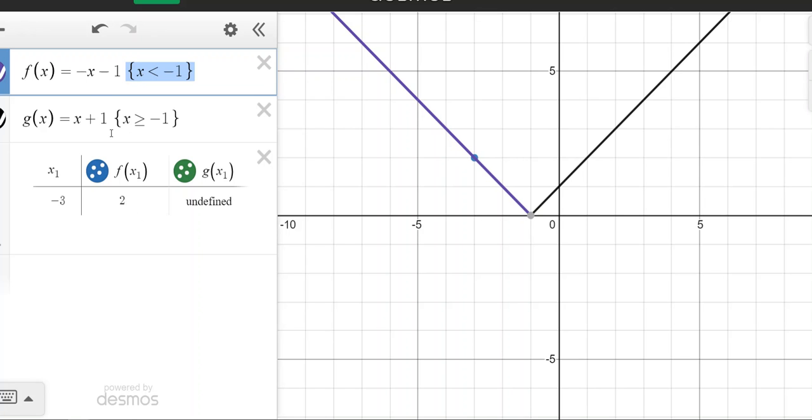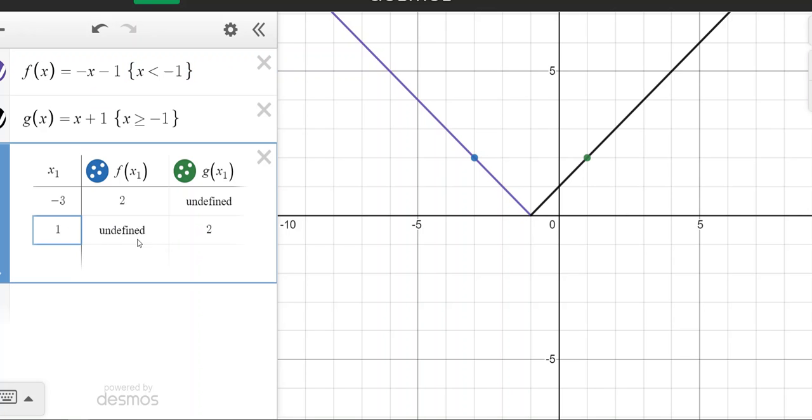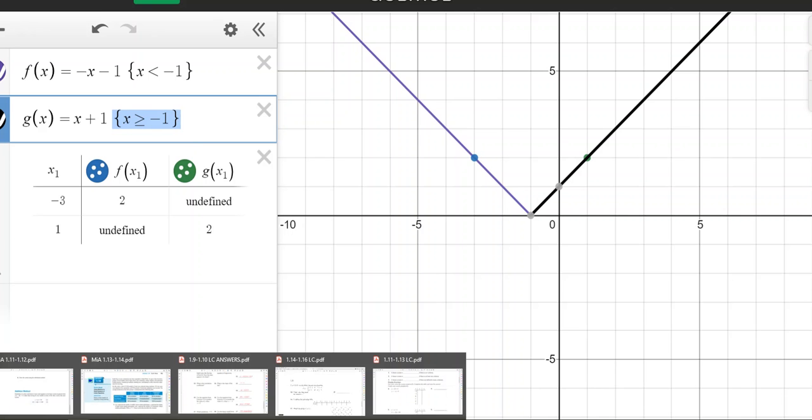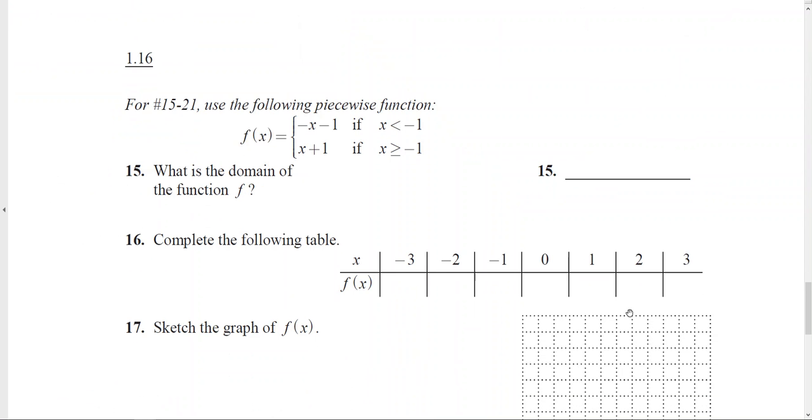So you'll get numbers out of the top half for values that satisfy the top half. You'll get numbers out of the bottom half, like we said for 1, for values that satisfy the bottom half. Desmos can help you get those values, or you can do them by hand, your choice, it doesn't matter. All right, looking at some of the other pieces of the 116 LC, sketch the graph.